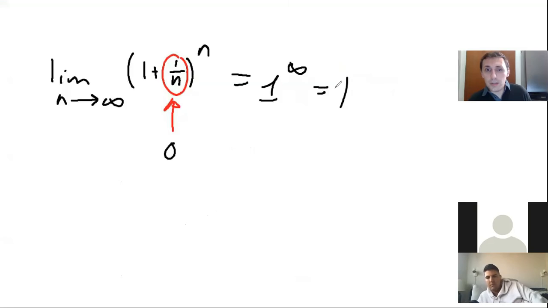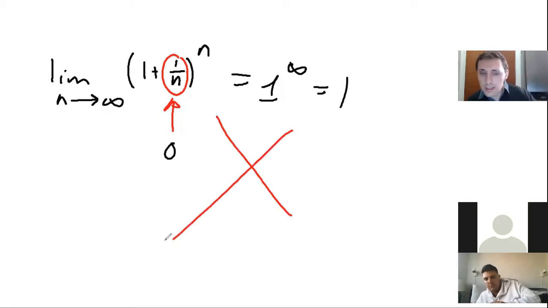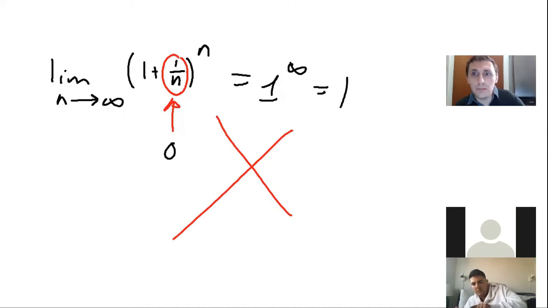Is this 1 to infinity, which is 1? And Irvin, yes, you are absolutely right in saying that those that said it's 1, I'm going to say it's wrong. It's definitely not equal to 1. Why is it not equal to 1? Well, let's see.